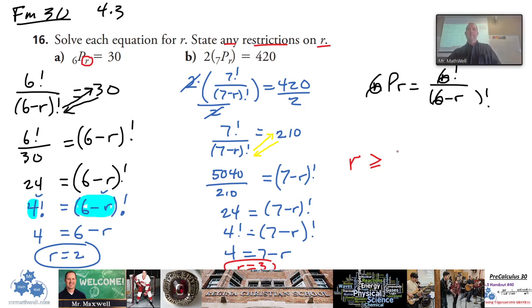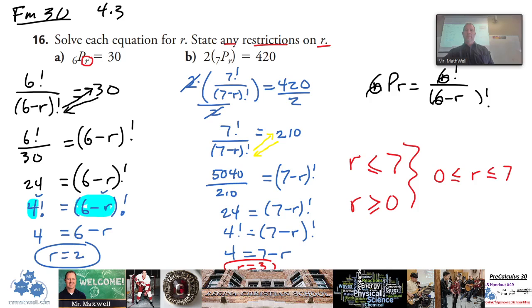So technically, r has to be less than or equal to, oh, I hit the button. r has to be less than or equal to 7 for this one, but also r has to be greater than or equal to 0. So the restrictions, you would write that like this. r is between 0 and 7, and it can include both 0 and 7.